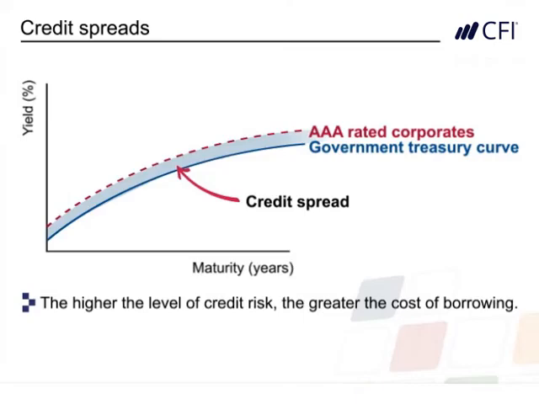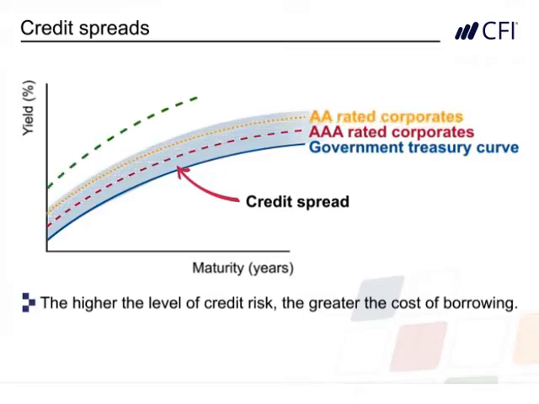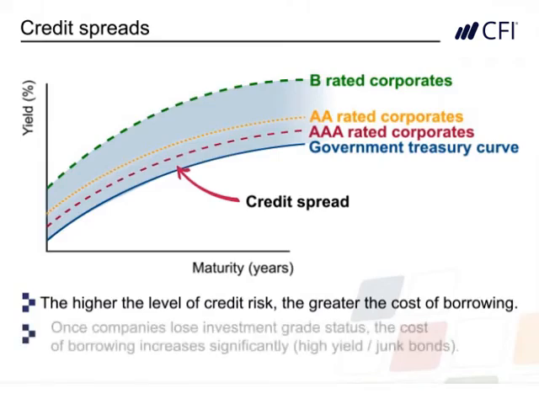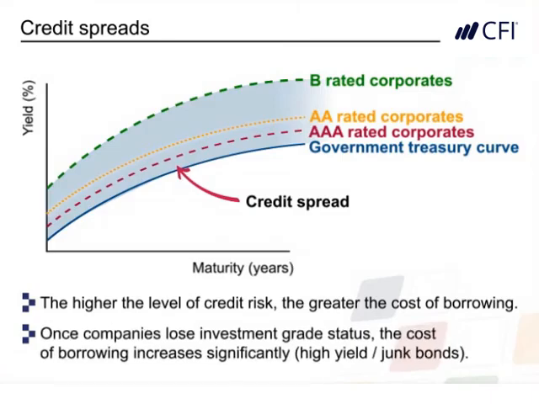As the credit risk of companies increases, the yield curve for those companies gets higher and higher. Once a company loses investment grade status, the cost of borrowing increases significantly. Companies that don't have investment grade status are called high yield or junk bonds.